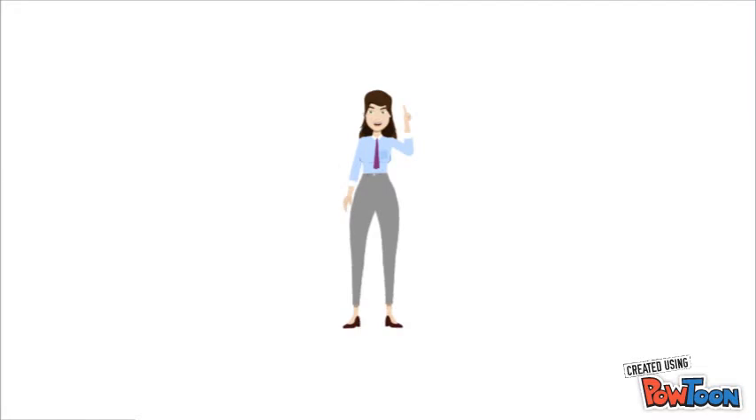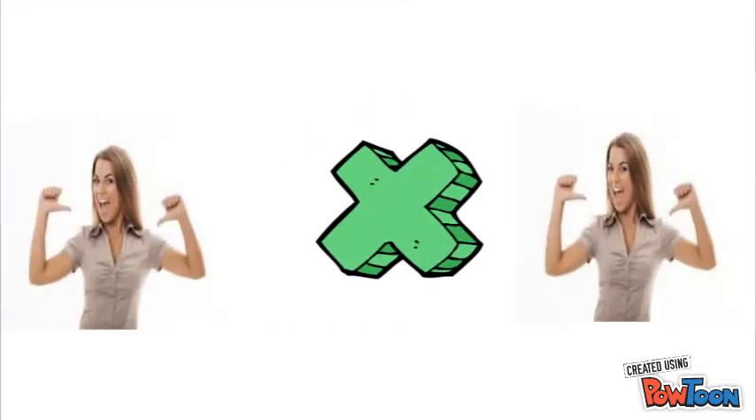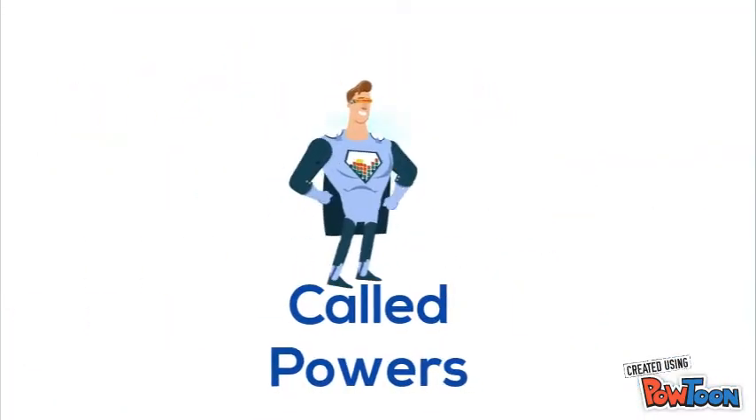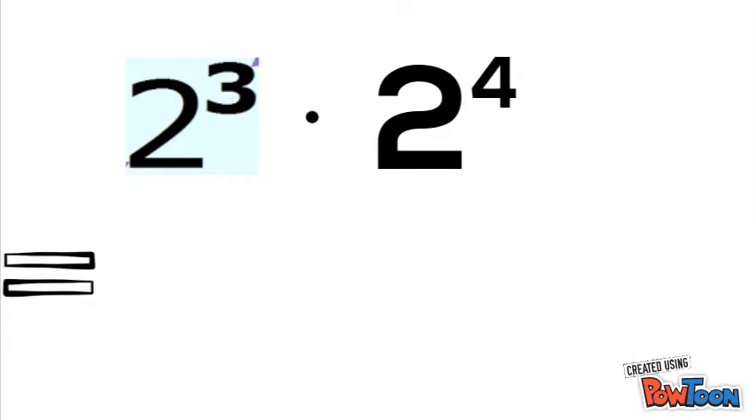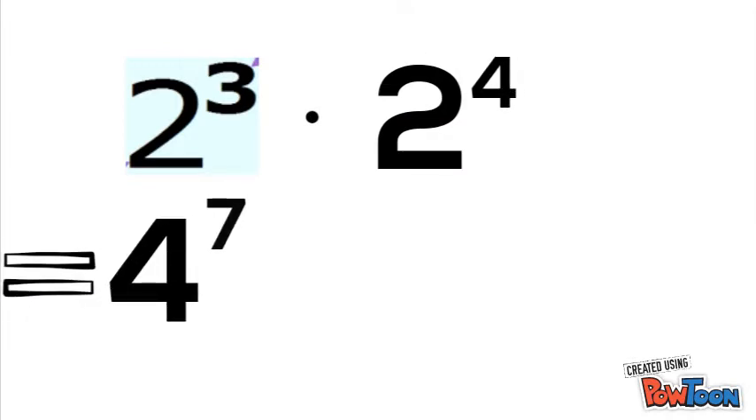How about the exponents? Exponents are a way to identify numbers that are being multiplied by themselves. They are often called powers. We can multiply two quantities with exponents if they have the same base. To multiply two quantities with the same base, multiply their coefficients and add their exponents.